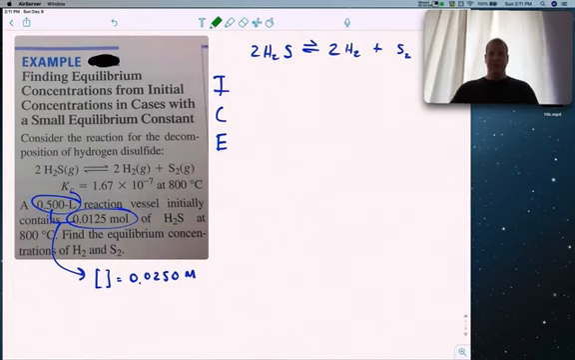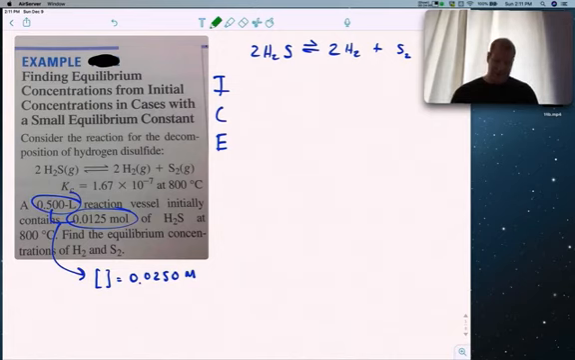Next example. Oh, I hate you, quadratic equation. Anyways, next one here. So two hydrogen sulfides in equilibrium with two hydrogens plus S2. A half-liter reaction vessel initially contains 0.0125 mole of hydrogen sulfide. What is the equilibrium concentration of the products, hydrogen and diatomic sulfur? This just means the concentration is 0.025 molar.